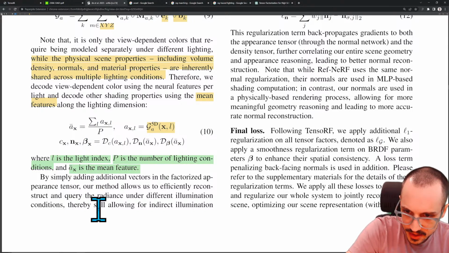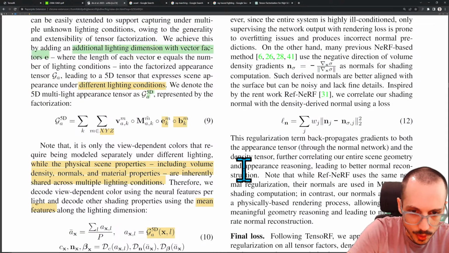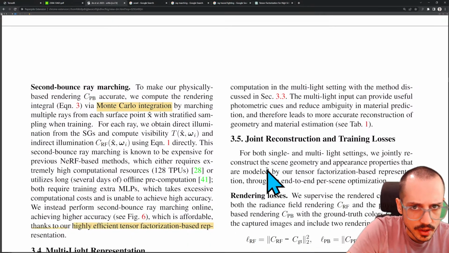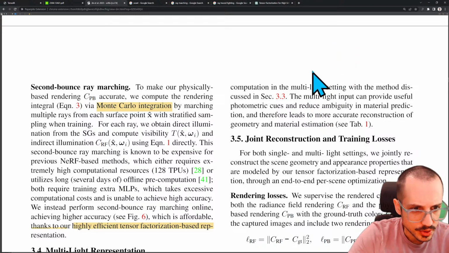By simply adding additional vectors in the factorized appearance tensor, our method allows us to efficiently reconstruct and query the radiance under different illumination conditions, thereby still allowing for indirect illumination computation in the multi-light setting with the methods discussed in section 3. The multi-light input can provide useful photometric cues and reduce ambiguity in material prediction, therefore leading to a more accurate reconstruction of geometry and material estimation.